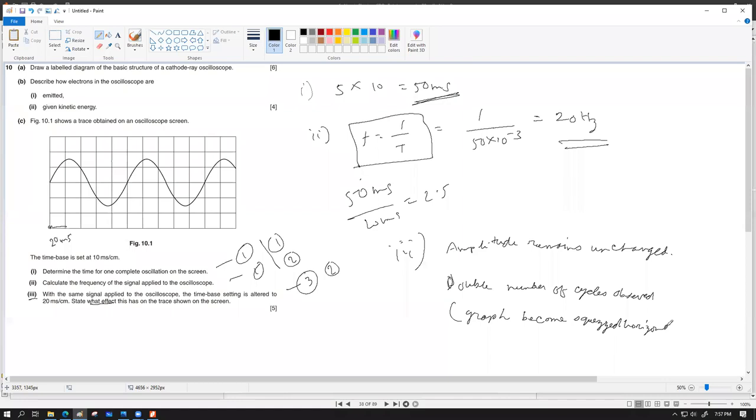I'm writing this to make the examiner understand that I know what I mean. Why should there be double the number of cycles? Because have a look: currently you are covering 1 cycle in 5 divisions. For the new time scale, you're going to be covering 1 cycle in 2.5 divisions. So the number of full cycles that we see should be exactly double, because the entire graph is going to become squashed.